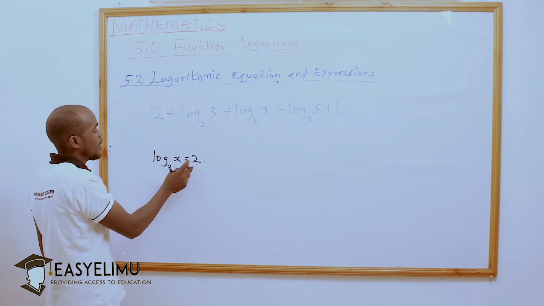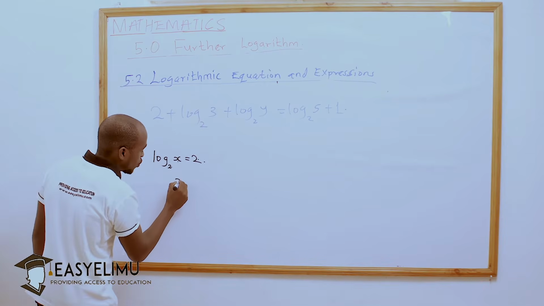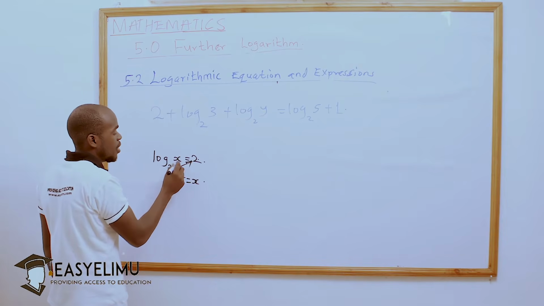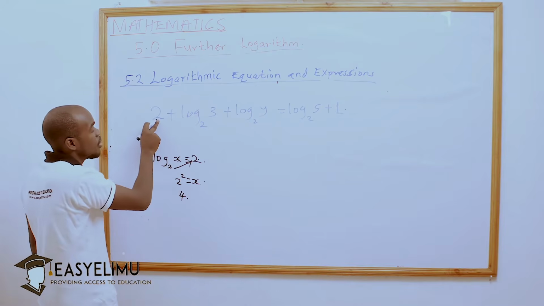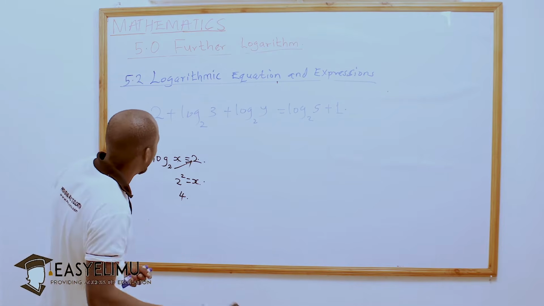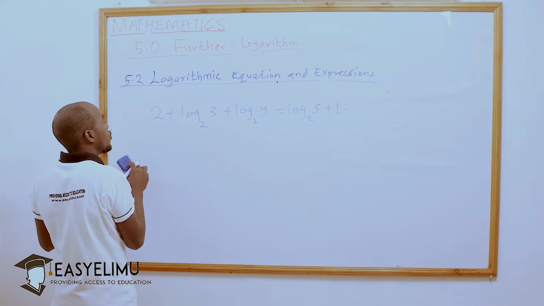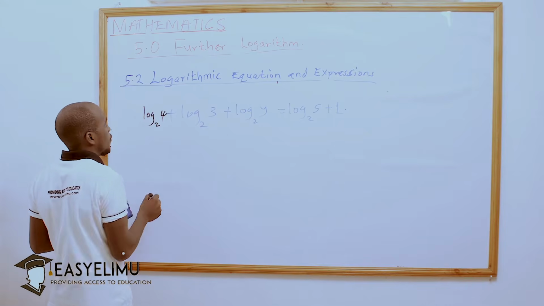And that one will give us, if that is the number we want to find, 2 squared is equal to x in index notation. And you will find out that your x is 4. So here, instead of writing log to the base of 2, we can replace that one and write, instead of 2, log to the base of 2 of 4.